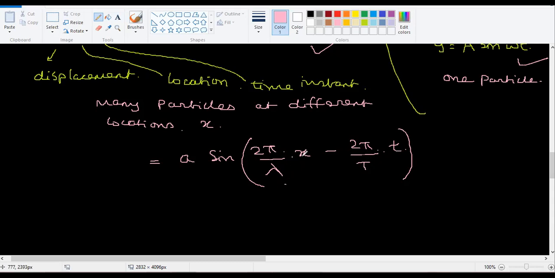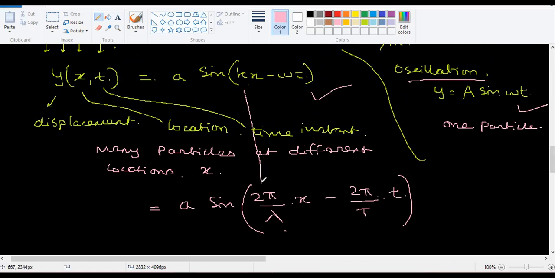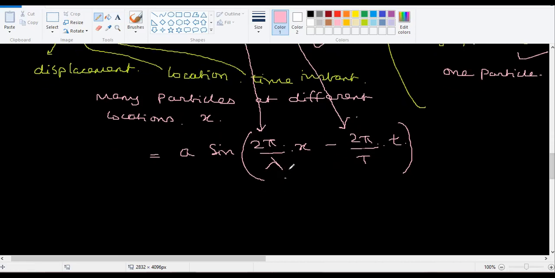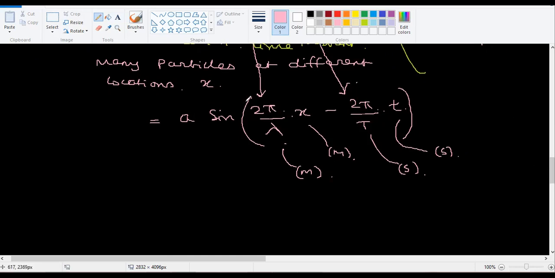So this is in meters, this is also in meters. So meter cancels, so I will be getting radians. This is in seconds, this is also in seconds. So second cancels, so I will be getting radians. Everyone following why you are getting it like this? So take it down properly. k becomes 2 pi by lambda. Omega becomes 2 pi by T. So the entire thing will be in radians. So inside the bracket, the units will be radians. Only then can you take sine, cos, tan.